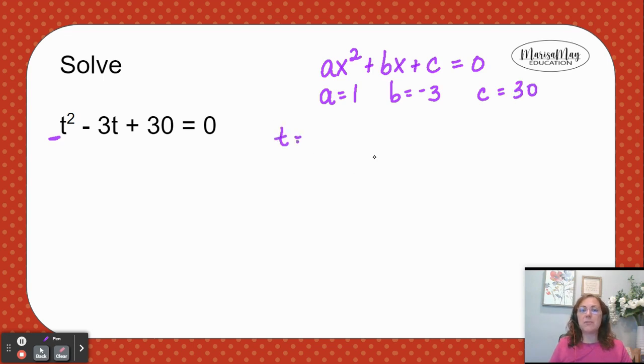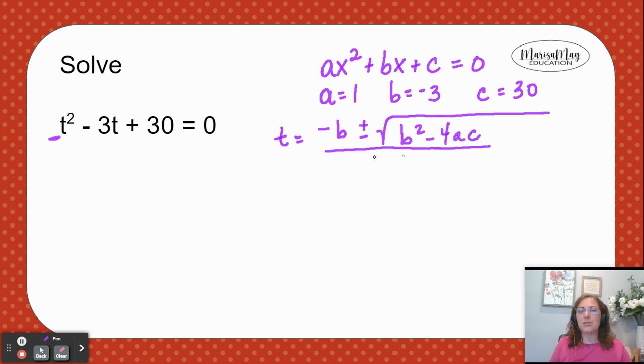Now, the quadratic formula says that we have -b plus or minus the square root of b squared minus 4 times a times c, all over 2 times a. And we get to plug in our values for each of these letters.